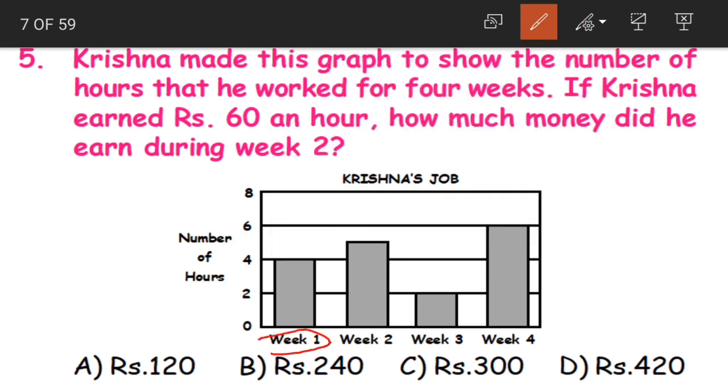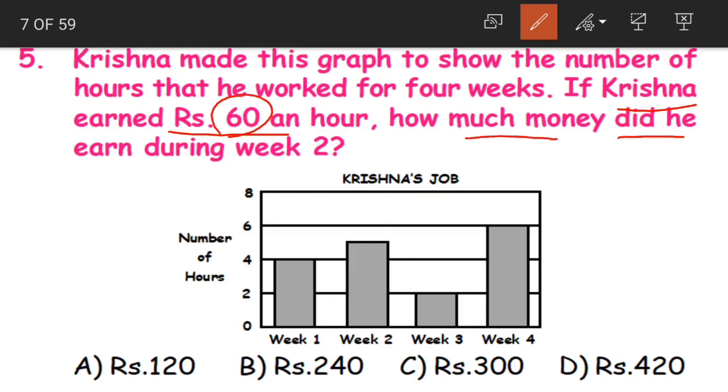See here, in week 1, how many hours did he work? He worked for 4 hours. In week 2, he worked for 5 hours. In week 3, he worked for 2 hours. And in week 4, he worked for 6 hours. So this is the different number of hours he worked in the 4 weeks. What information do we have here? Krishna earns 60 rupees an hour. That means for each hour that he works, he will be paid 60 rupees.